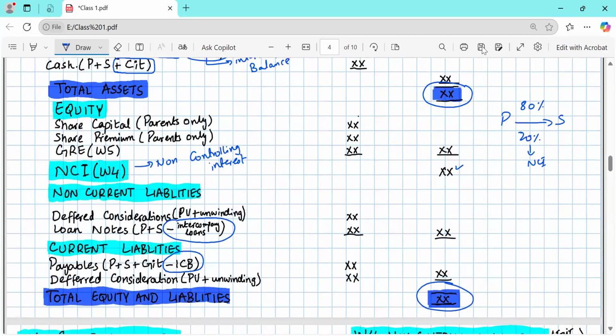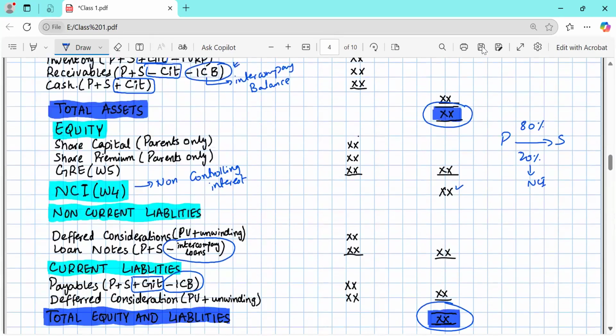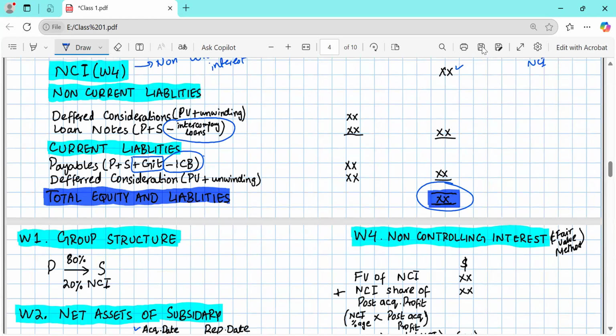So here, goods in transit, I am adding that to the payable because it's increasing my payable, and I am adding it to the inventory as well. Got the point? And when the intercompany balance will match, you will remove that from the receivable, like 15,000 in this question, and from the payable as well, 15,000. So two things that you need to do.